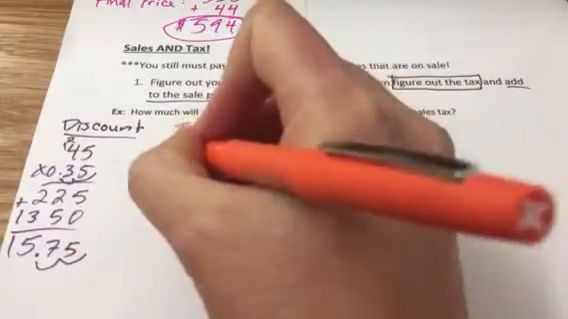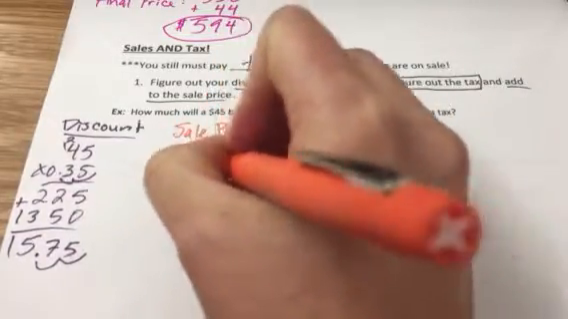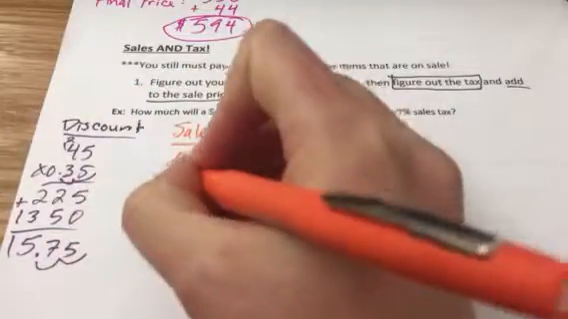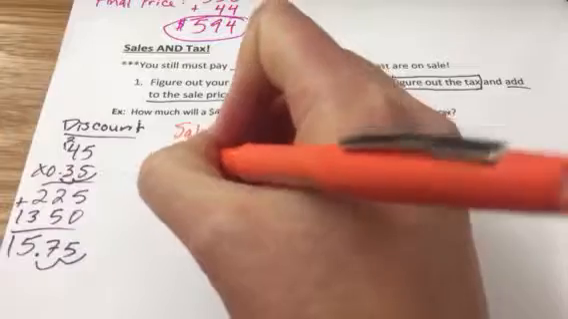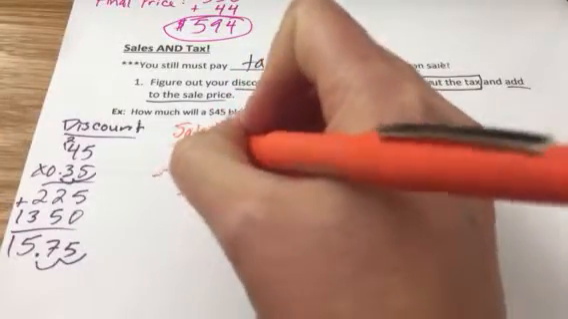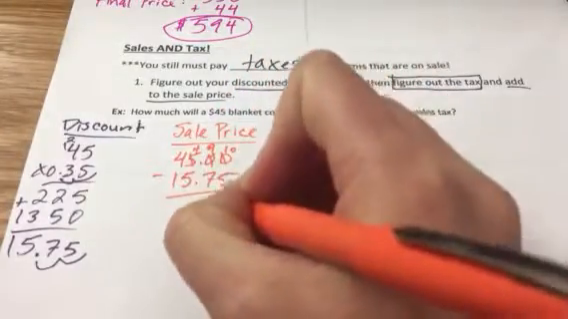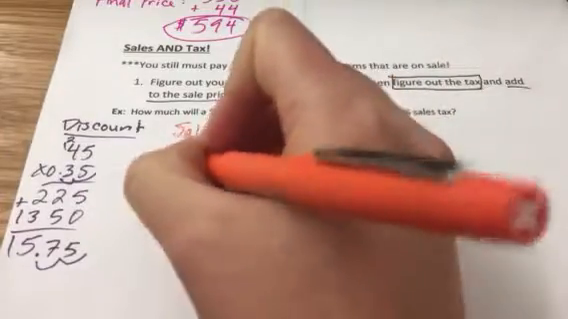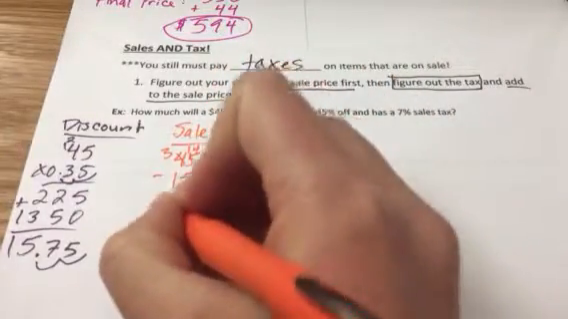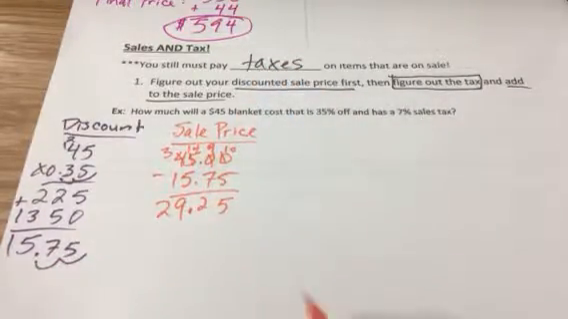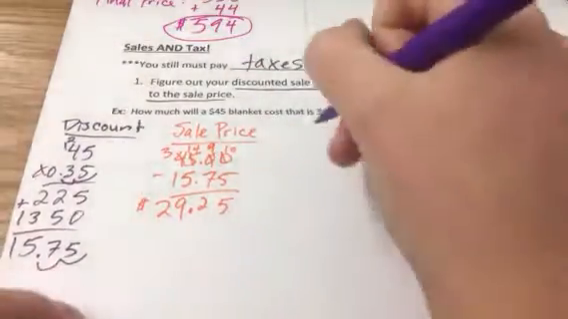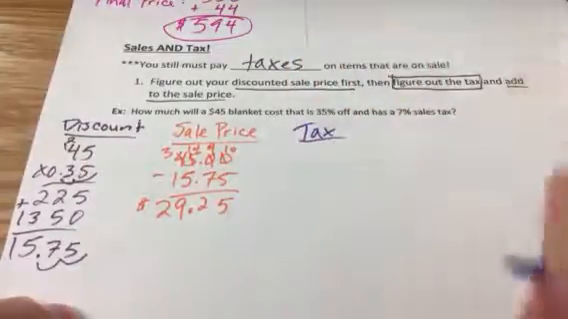So my sale price is going to be the original $45 minus my discount. So we'll work our way through that. It's 4, 9, 10, that's 5, 2. So I'm looking at paying $29.25 before being taxed.